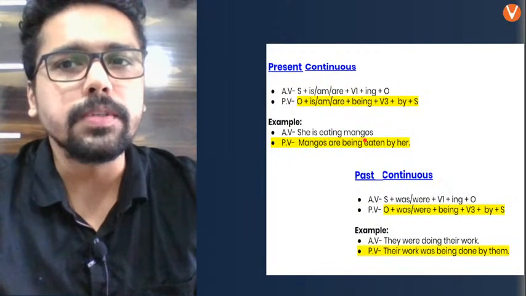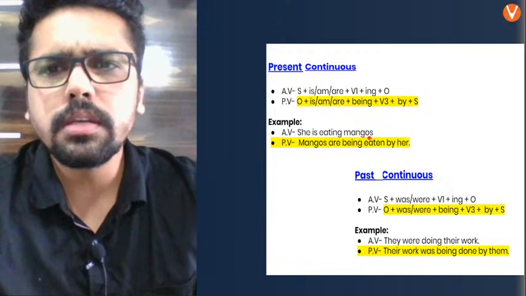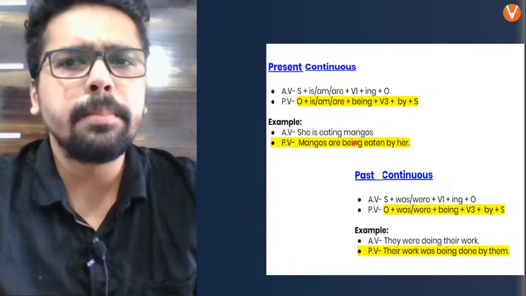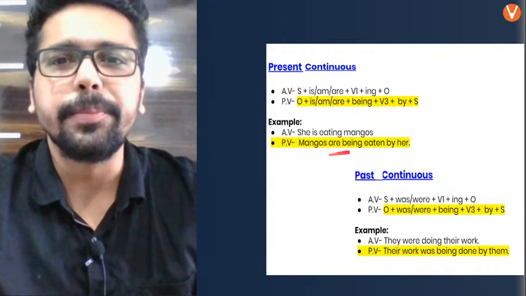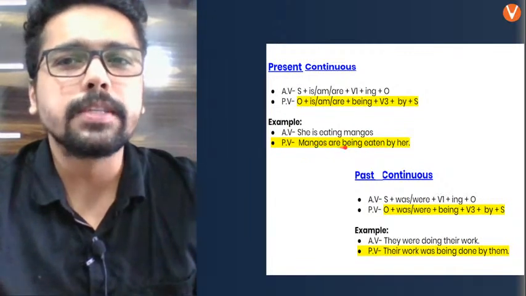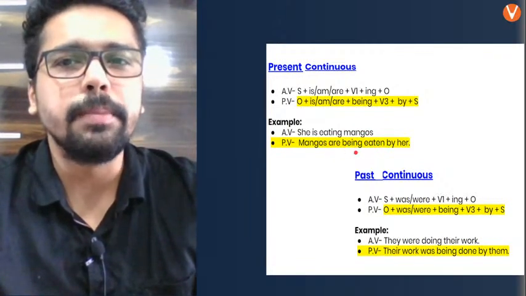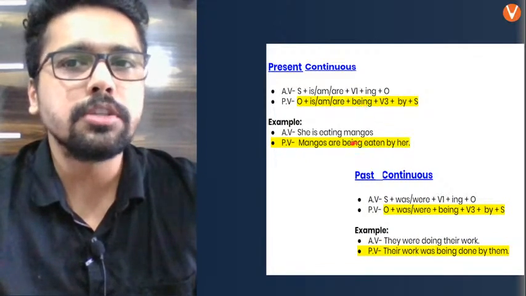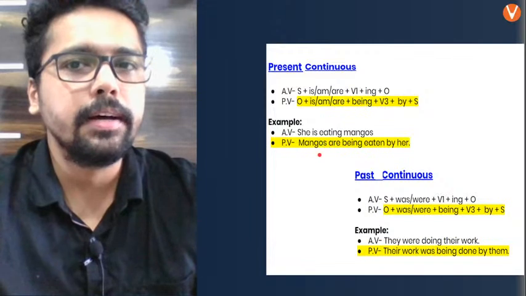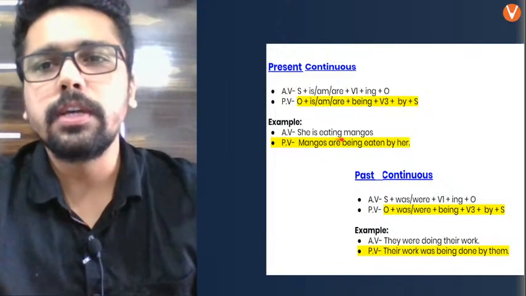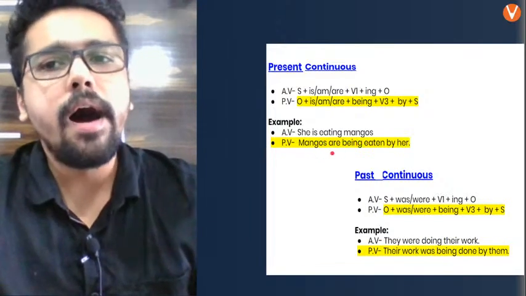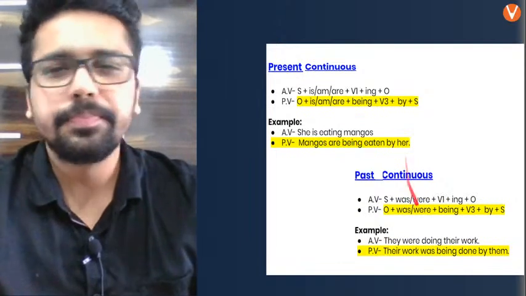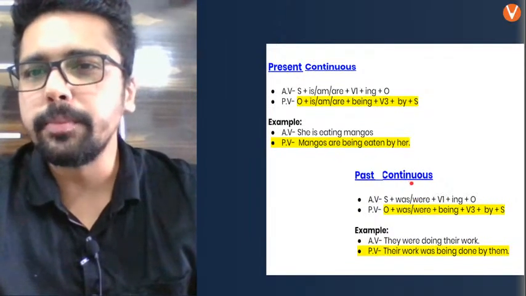She is eating mangoes. So mangoes are being eaten by her. We are using this being. So you either use am being, is being, or are being, depending on the subject. Now because we have plural here, mangoes is plural. So she is eating mangoes, or mangoes are being eaten by her. And look at the past continuous form.